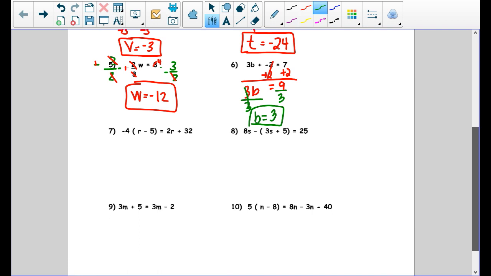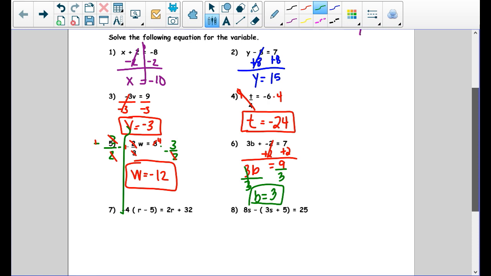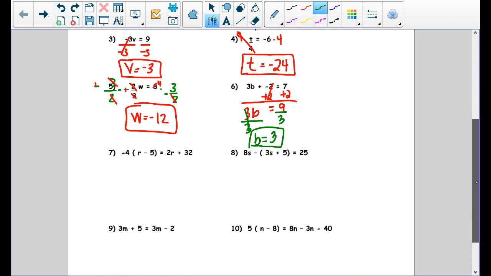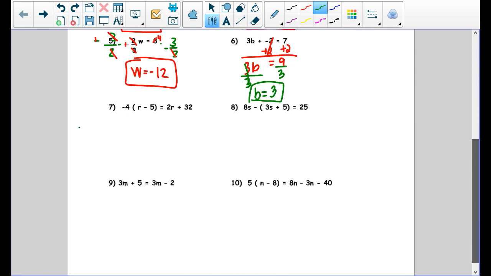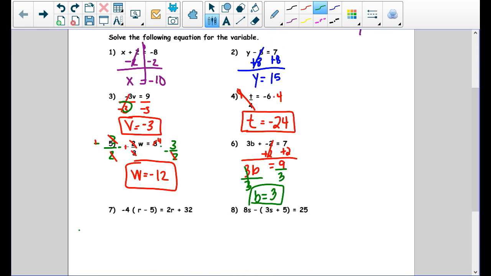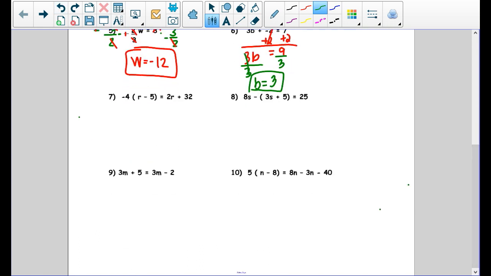What if I have parentheses? I always can get rid of parentheses by distributing. So be careful. If it's a -4 out front, take that negative with your number when you distribute. Take the -4 and distribute it in. -4 times 1, -4r, -4 times -5, +20.